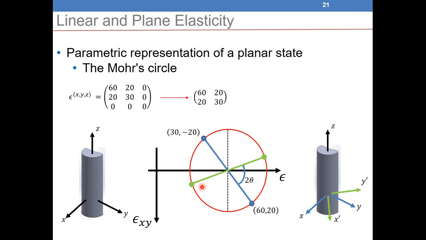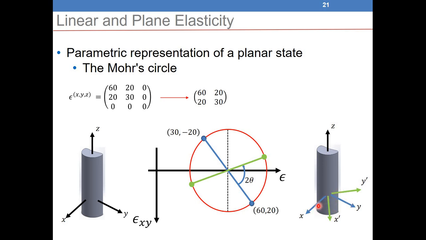So I'm just studying 60, 20, 20, 30. I did not pay attention to the zeros here, so I did not take the Z direction into account. I'm just studying the XY plane. As you can see here, this circle represents any point on the XY plane. So the P and the Q represent the XY. If I want to rotate the XY, to go from X to X prime and from Y to Y prime, as we can see here.